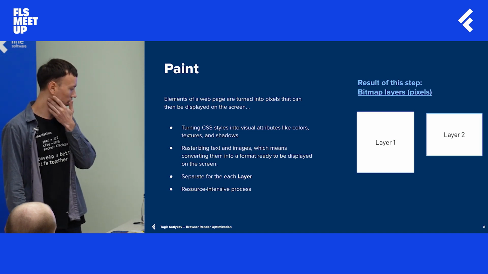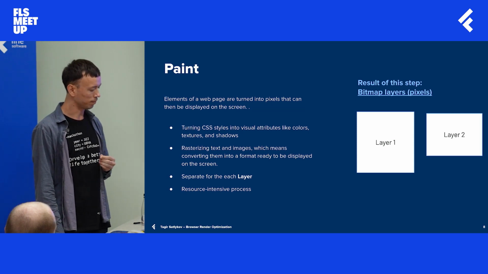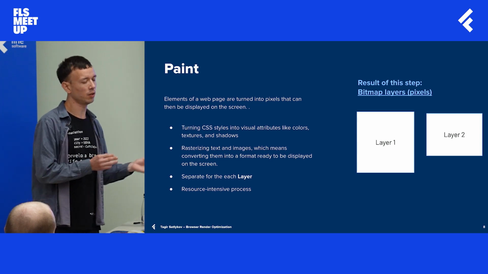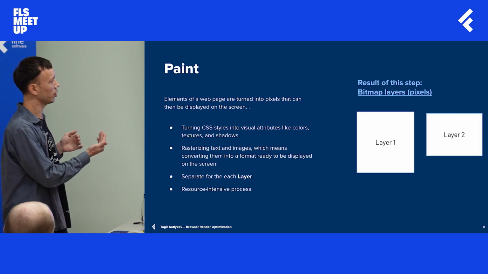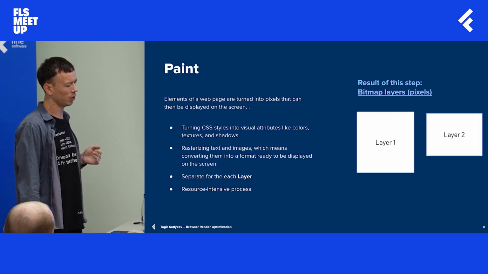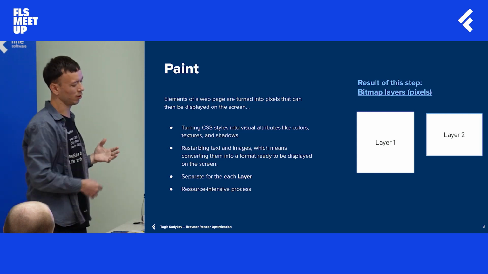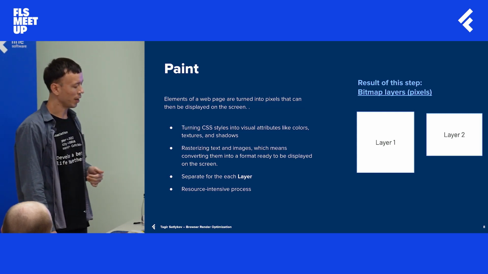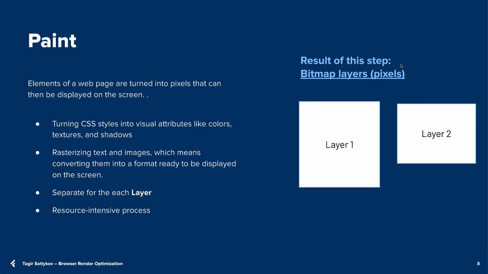And here we should mention that paint creates different layers. So in an ideal situation, we have different layers for each element on the page. You can imagine that you have some button. It's going to be a separate layer, and some card is going to be another layer. As the result of the paint section, we get bitmap layers. It's almost real pixels, but they are still lying somewhere in the memory of your GPU.